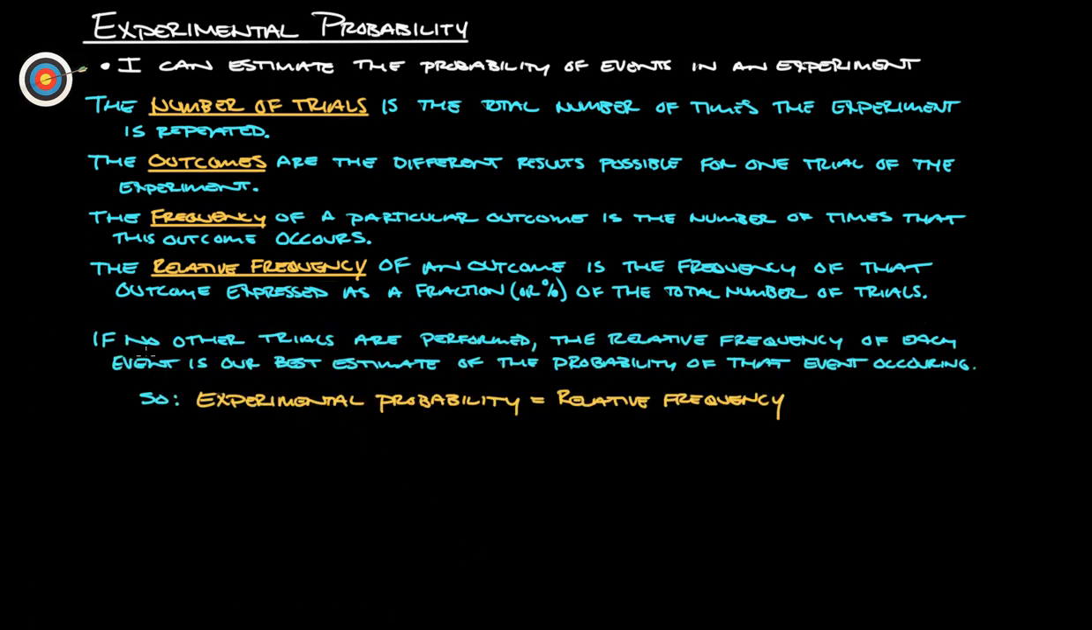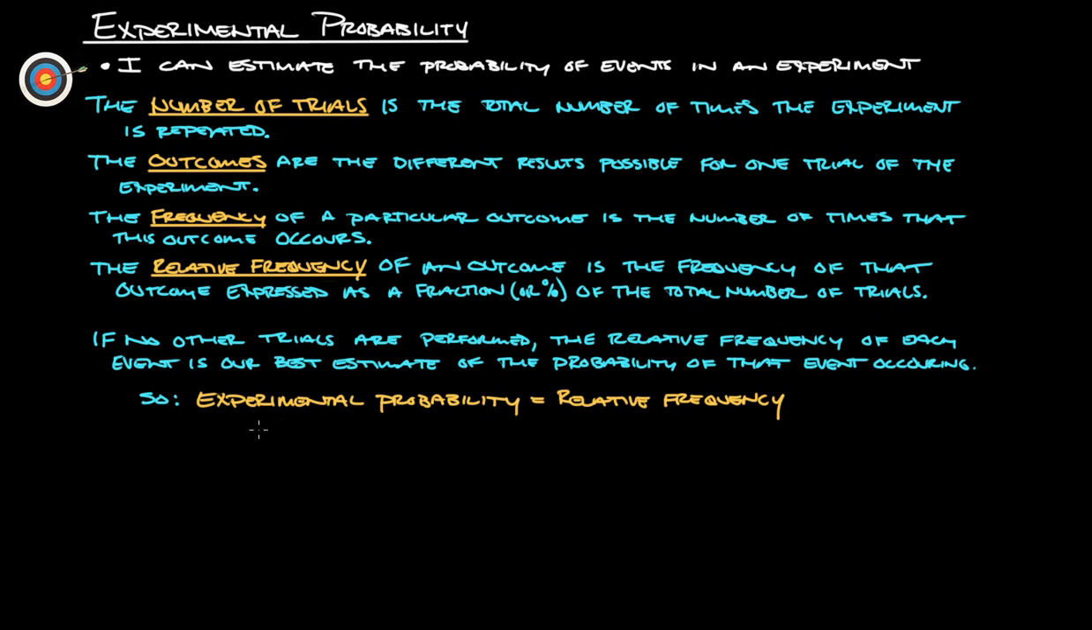Okay, something else important to note. If no other trials are performed, the relative frequency of each event is our best estimate of the probability of that event occurring. So basically what we're getting at is the experimental probability is the same thing as the relative frequency. And remember, relative frequency is the frequency of that outcome expressed as a fraction or a percent.